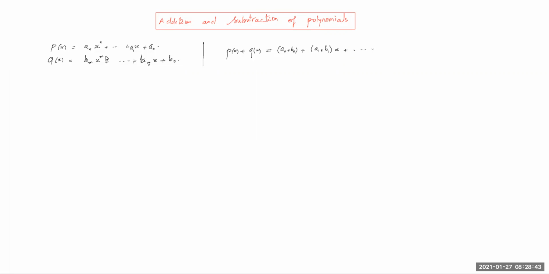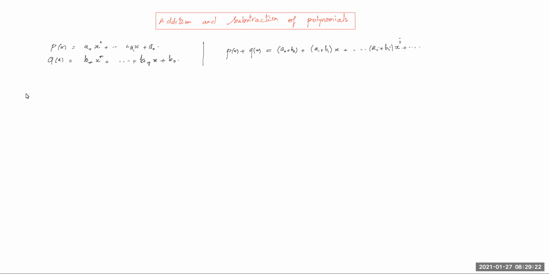Here it depends which degree is higher. So for example, at step i, you will have e_i plus b_i times x^i, and so on. You continue until you include all possible terms. The difference is similar, so you will have minus, okay? You make the difference of the coefficients times the variable to the indicated power. So let's practice some questions then.